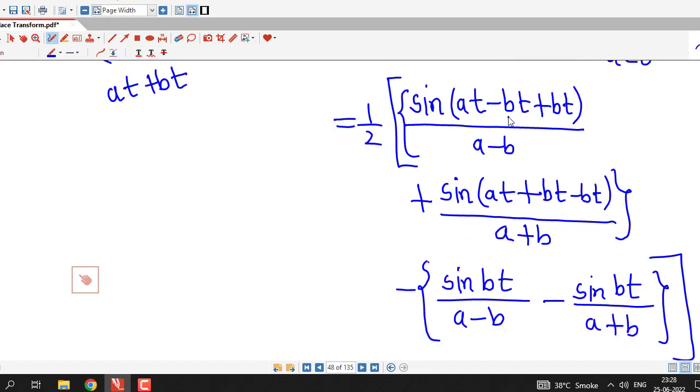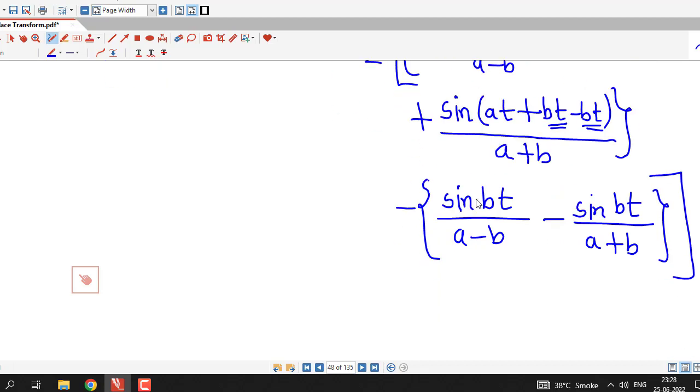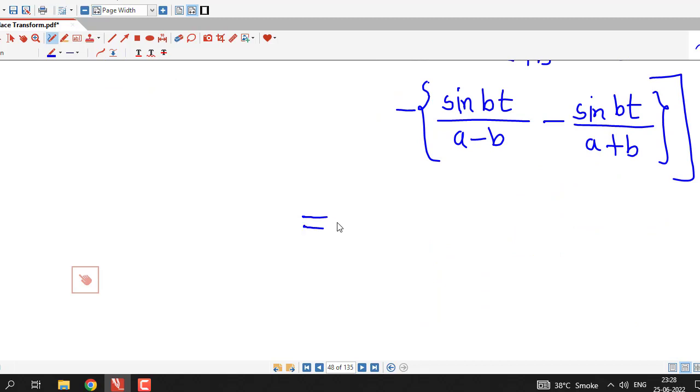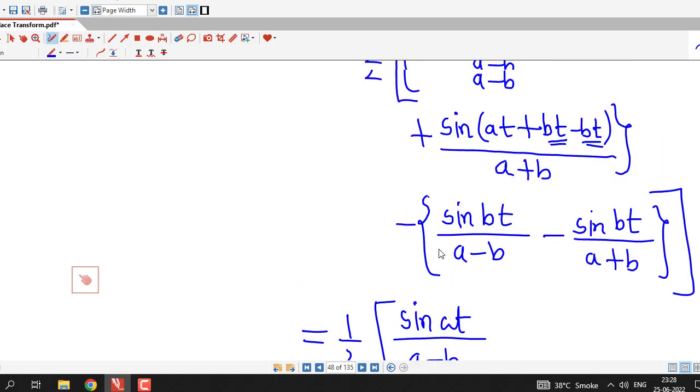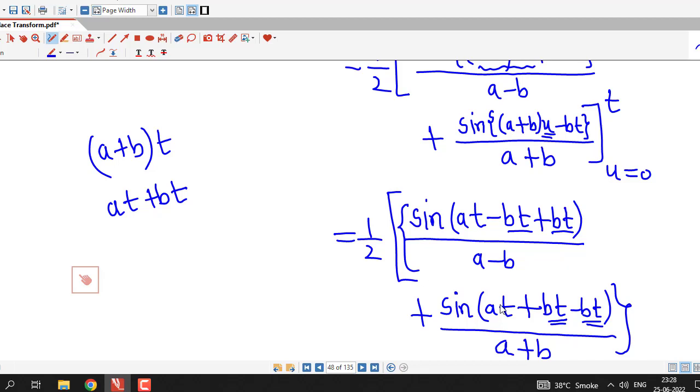Now this we simplify. Here bt will cancel out and we will have sine at upon a minus b. Same thing here, bt will cancel out and we will have sine at upon a plus b. So first we write this, sine at upon a minus b plus sine at upon a plus b, and 1/2 is there, sine at divided by a minus b, and here we have sine at divided by a plus b.